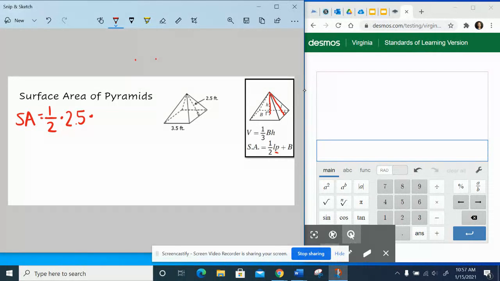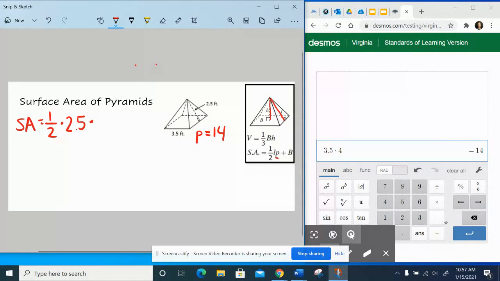That's something that I usually like to find off to the side. So I'll usually put P equals. And we do know that in a square, all of the sides are congruent or equal. So all I need to do is take that 3.5 and multiply it times 4 sides. So I'm going to go ahead and do that on Desmos. I'm going to take 3.5 and multiply it times the 4 congruent sides, and I'm left with 14. So I know my perimeter is 14. I'm going to go ahead and transfer that over here.